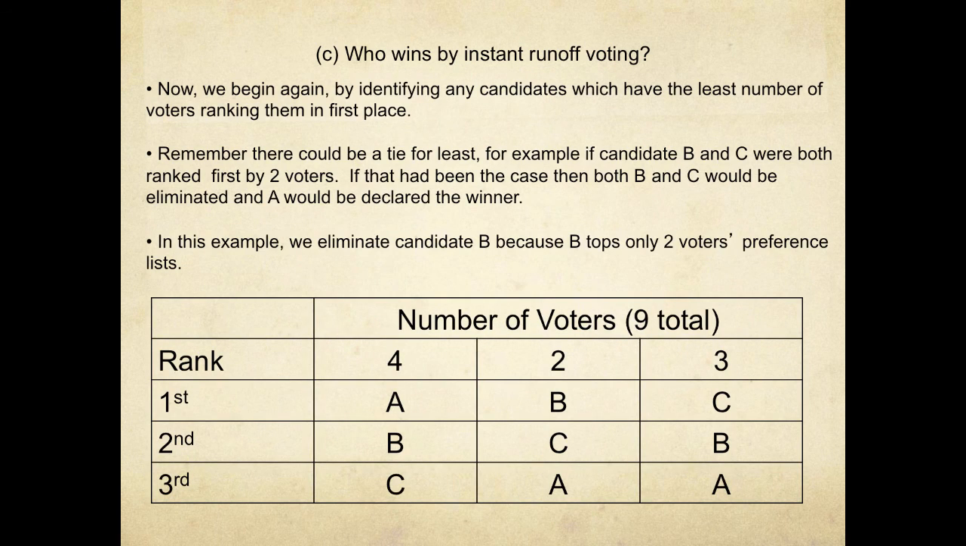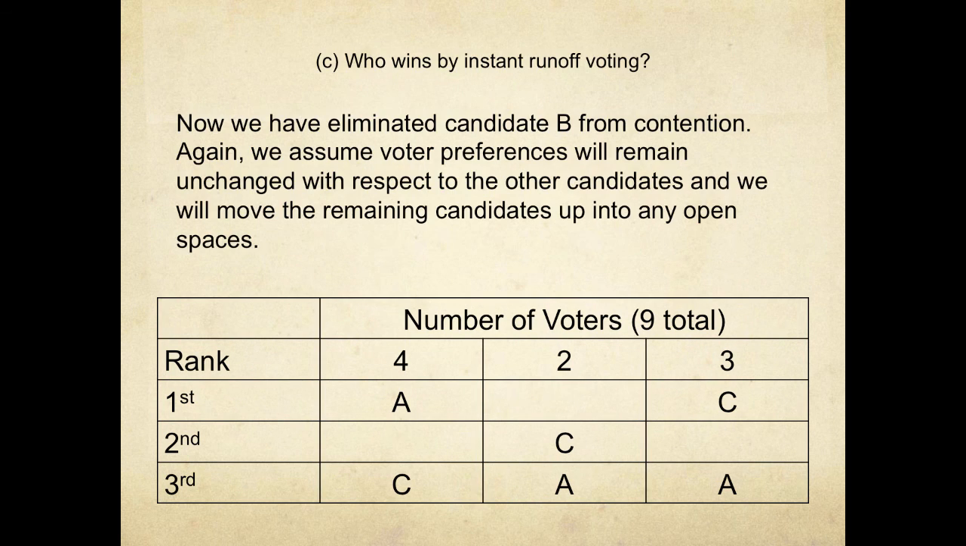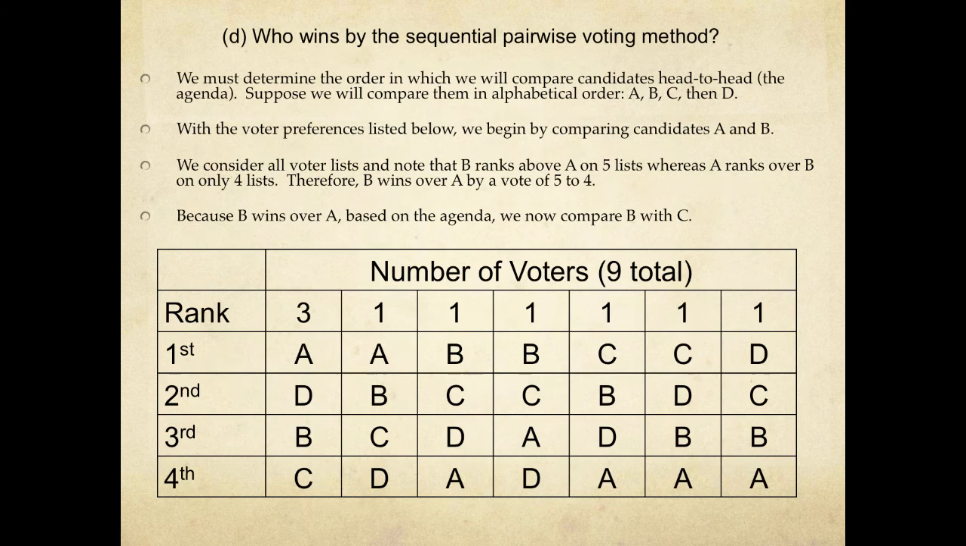So B has only 2 first place votes, so I'll take B out, remove B, and then assume that all the voters' preferences still remain the same with respect to the ones that remain. So it looks like that. We had 4 people who put A first and then C, but we actually had 5 people that like C over A, and that's a majority. C now has a majority of first place votes. C also has a plurality of the 2. So C is actually going to be the winner by using instant runoff.